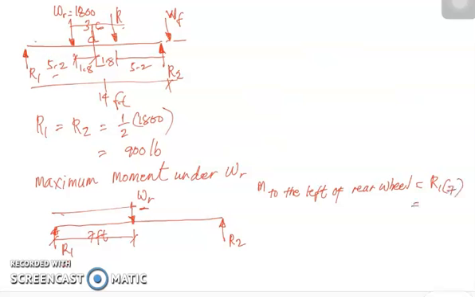R1 is 900 times 7, so we have the value of 6,300 pounds-feet. So we have now our specific value. Then if we're going to have maximum moment under W sub F, so if we try to have the maximum moment under the front wheel, W sub F.